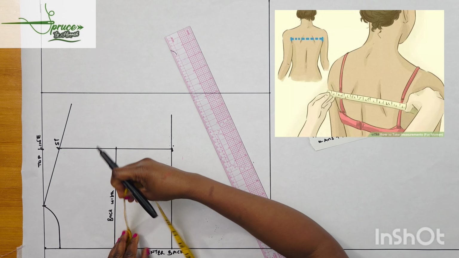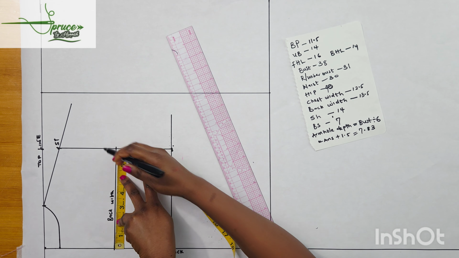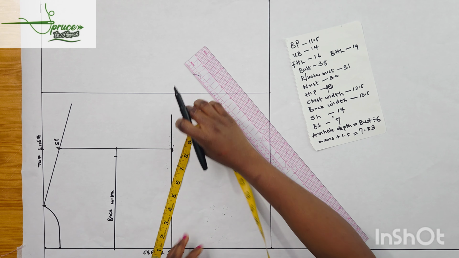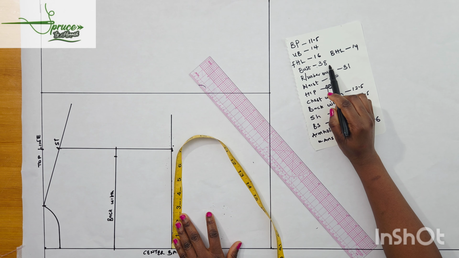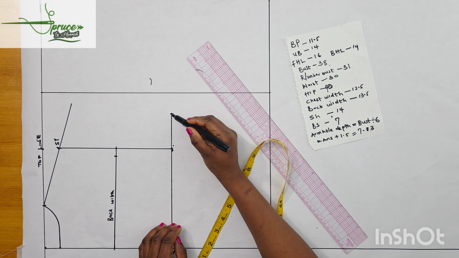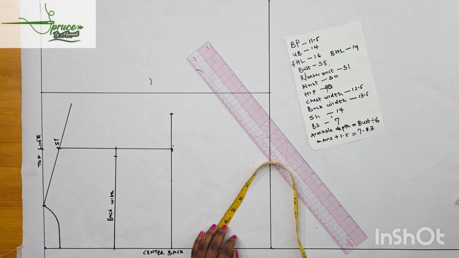The back width measurement here is 13.5. So you mark your back width measurement 13.5. The next step is for you to enter your bust measurement on your armhole depth line. Once you do that, you're going to connect the 3 points that I'm touching together using your armhole curve.